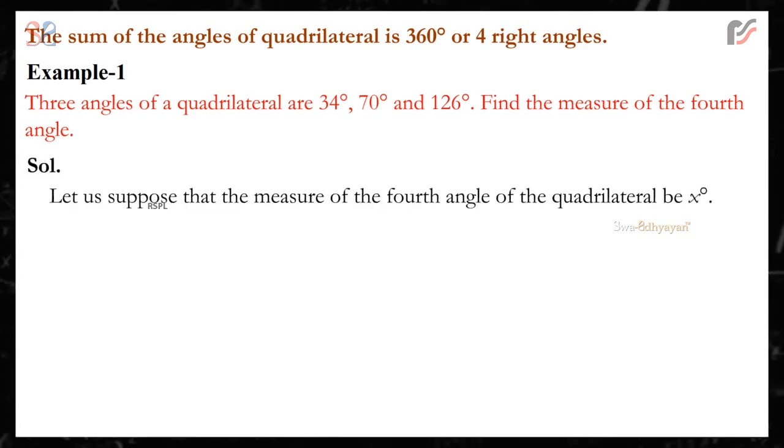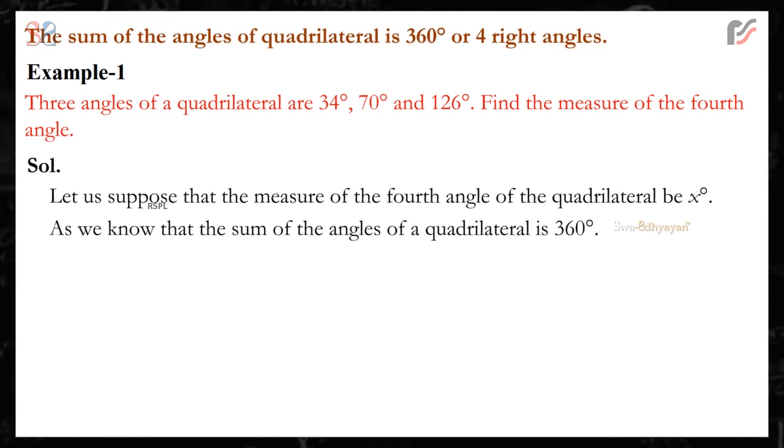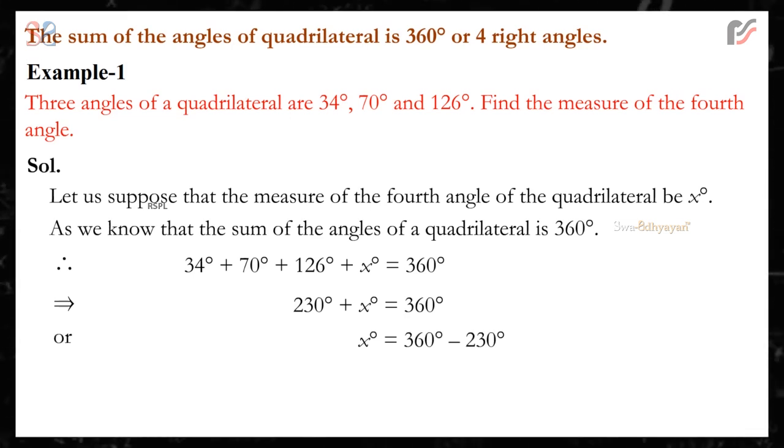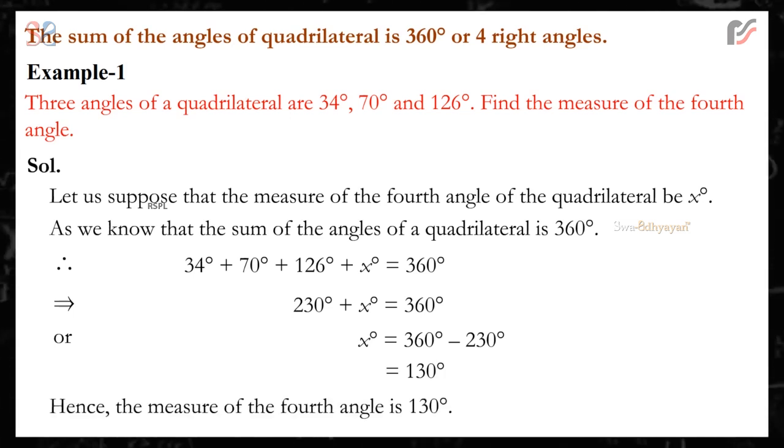Solution. Let us suppose that the measure of the 4th angle of the quadrilateral be x degrees. As we know that the sum of the angles of a quadrilateral is 360 degrees, therefore 34 degrees plus 70 degrees plus 126 degrees plus x degrees is equal to 360 degrees. This implies 230 degrees plus x degrees is equal to 360 degrees, or x is equal to 360 degrees minus 230 degrees, which is equal to 130 degrees. Hence, the measure of the 4th angle is 130 degrees.